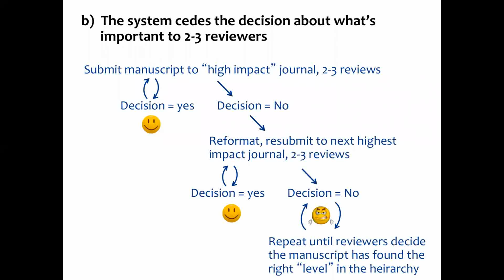Another 2 or 3 reviewers are involved. If they say yes, okay, well, we're all right with that. We didn't have to go too far down the hierarchy. If no, you just keep doing this until it ultimately finds its right level in the hierarchy, right? I think we would all agree that's pretty much how we publish these days.